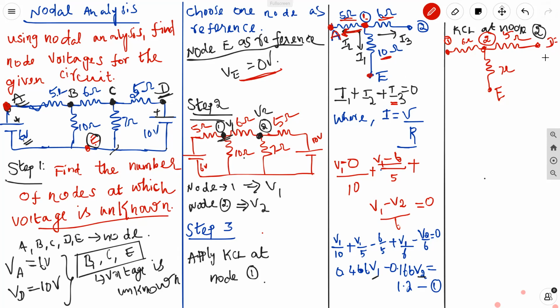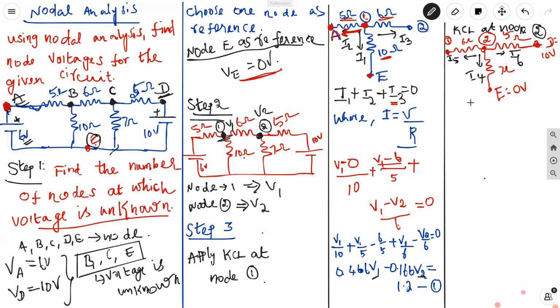This voltage we already know. Node B voltage is already 10 volt. This voltage is 10 volt, and this voltage is 0 volt. Node E voltage 0 volt, node D voltage 10 volt. And I'll assume now all the currents are outward currents again. Let us take the current through 7 ohm as I4, and this is I5, and this is I6. It is just an assumption. You can take any like I1, IX, IY, IZ, whatever. So there are 3 currents going out from node number 2.